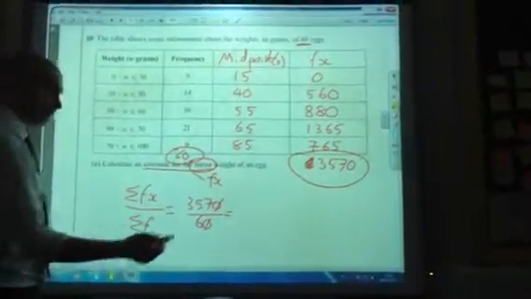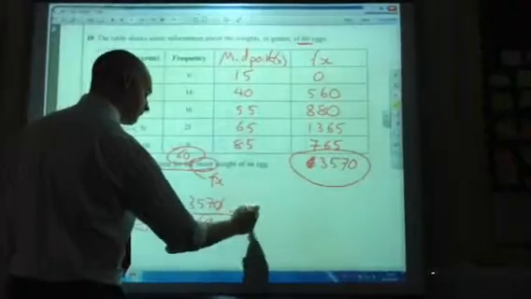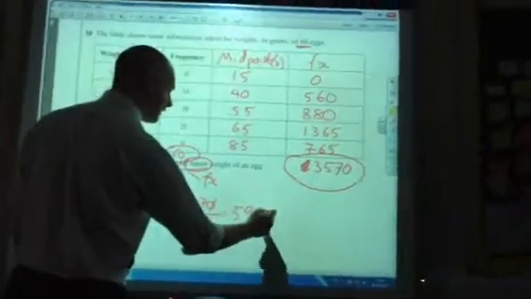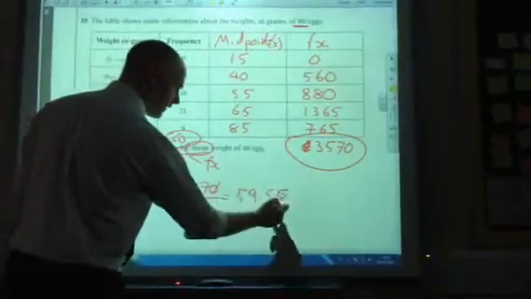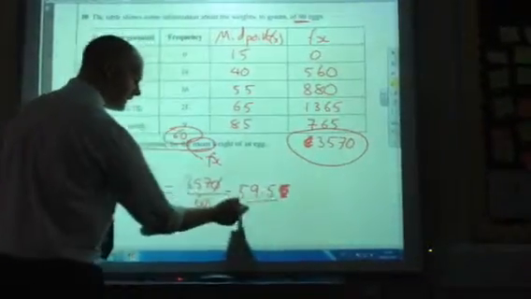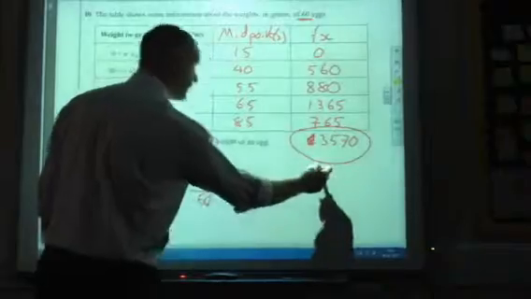The right answer, someone? 59.5. What's the number after the 5? There is no number after the 5, so you don't have to worry about rounding. 59.5 is your answer. Leave it like that.